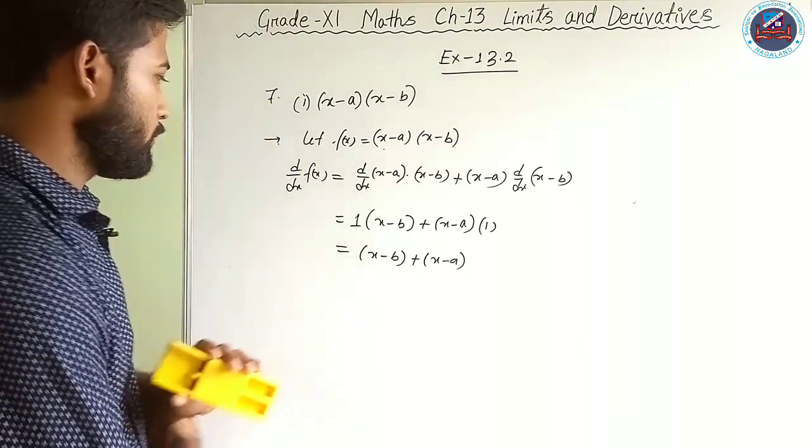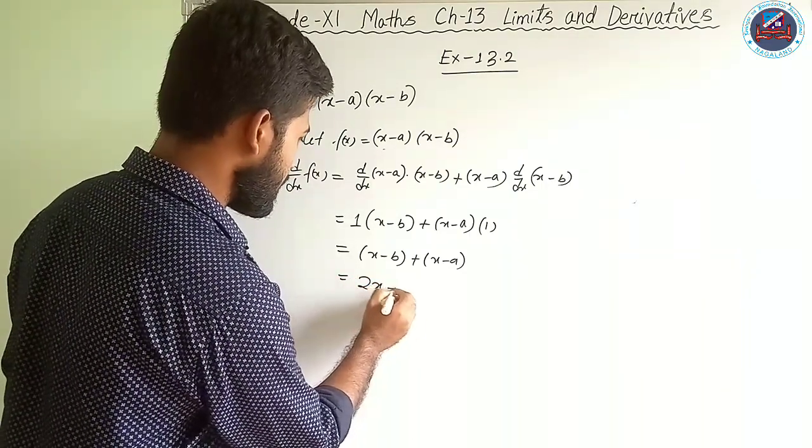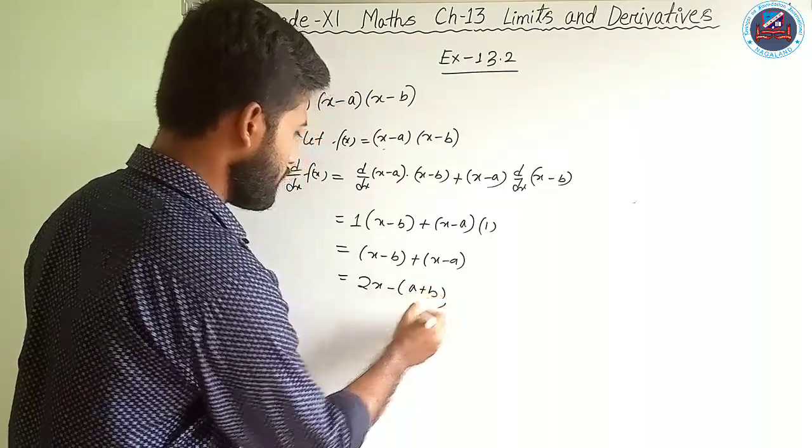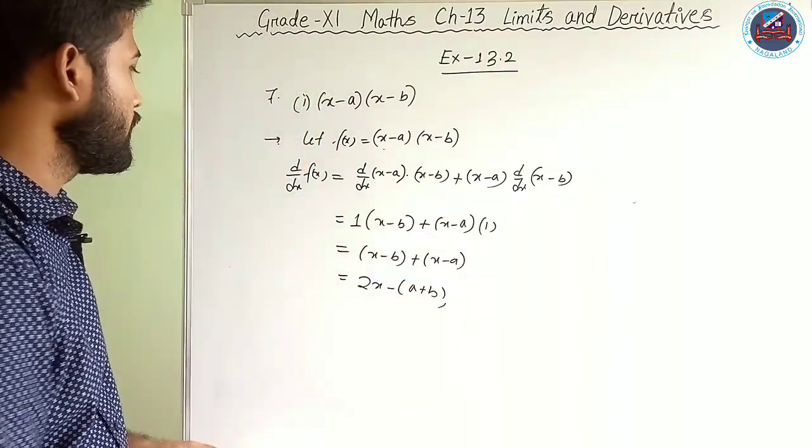Fine. And if you want to write it more precisely, we can write 2x − (a + b). So we are getting the same answer as the previous one.